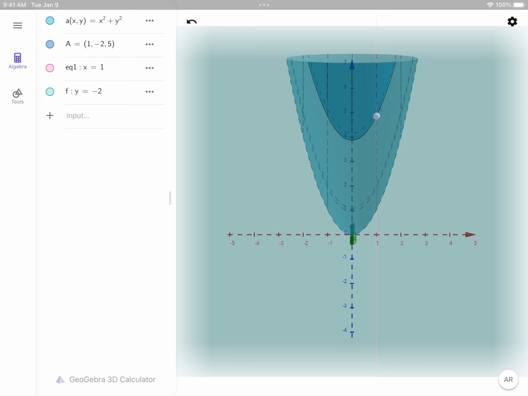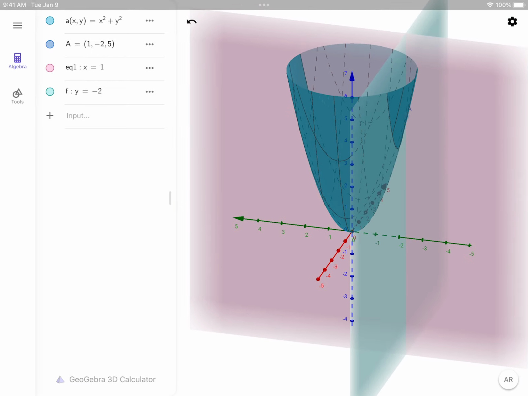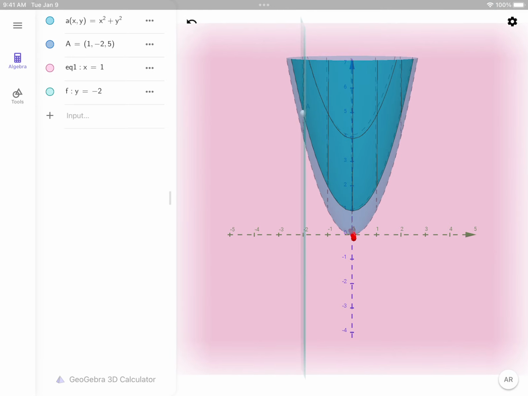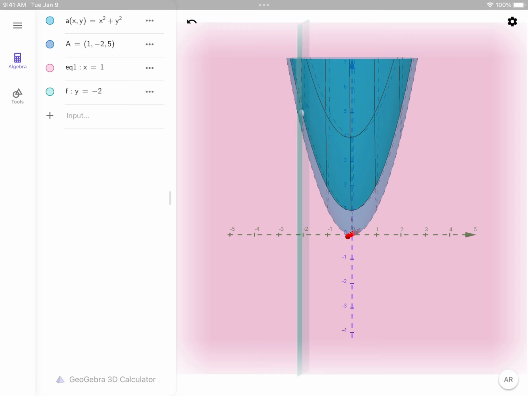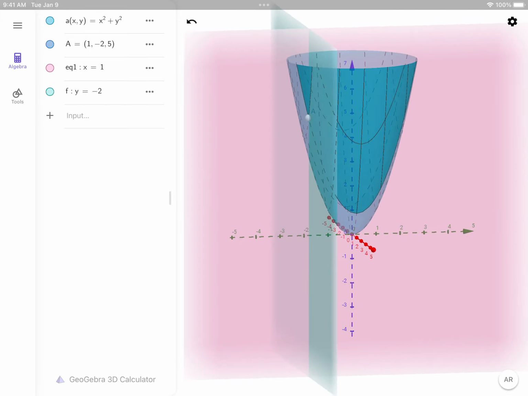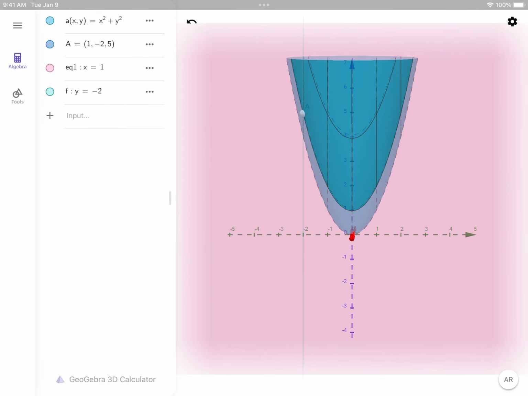Now, if I shift my view a little bit to a plane that is parallel to the yz plane, okay, let me shift my view. So the pink plane is parallel to the yz plane, right? You can see the y-axis in green horizontally, and you can see the z-axis in blue, that's the vertical axis. And you can see our point A, the same point that we had before, but now we're looking at it from a different angle.